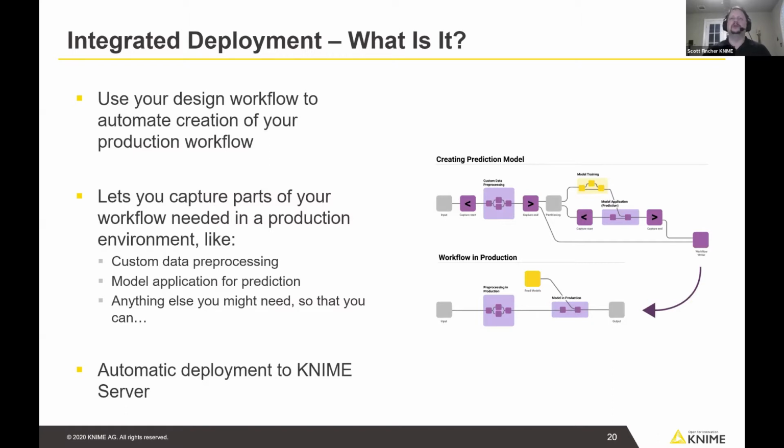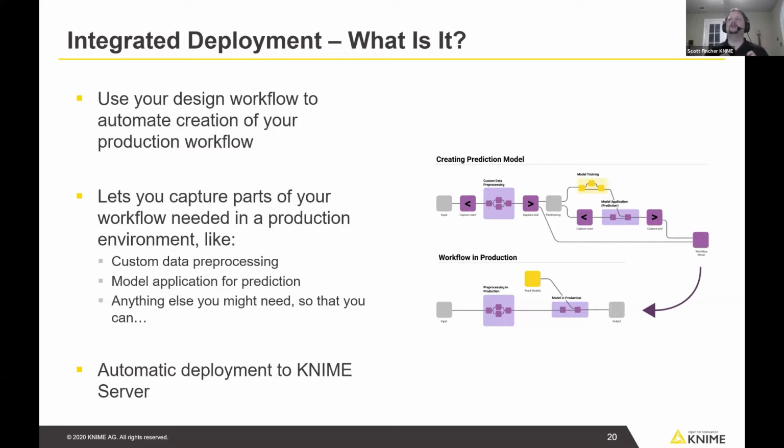You can see in the little picture on the right-hand side here, I'm taking portions of my workflow that are captured in between these little purple areas, and I'm setting those aside so that I can use them automatically in my production workflow later. Maybe I need to capture parts of my workflow that do custom data pre-processing, or the portion where I'm doing normalization and making predictions, or anything else in my original design workflow that I want to make sure gets replicated when it's time to go to production.